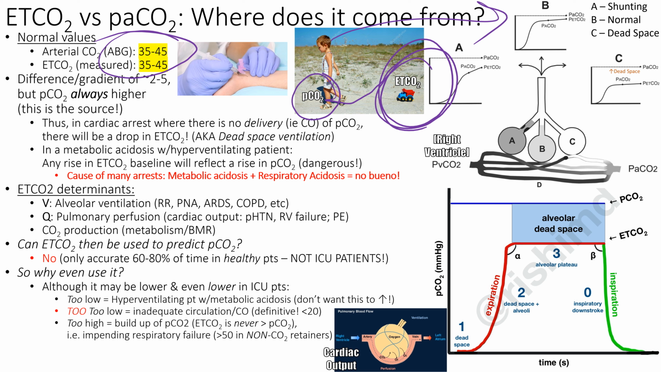So again, that checks a box somewhere. It's a difference of about 2 to 5 points. But when we have lung pathology, the difference is going to get larger and larger. But it's still reliable as a trend, right? So PaCO2 is always going to be higher, but we can always trend it, right?